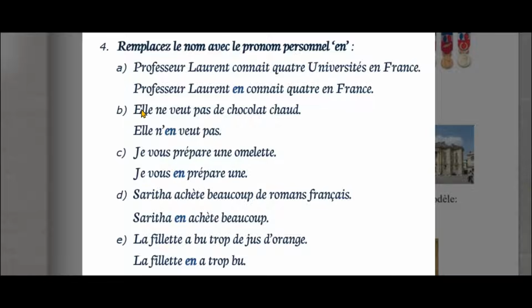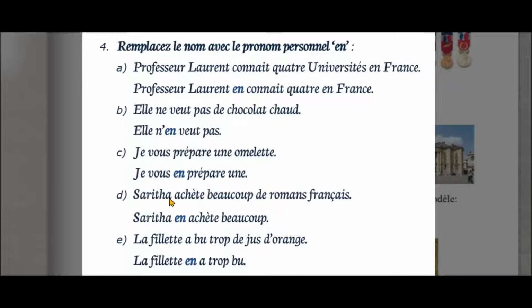The next one: she does not want any hot chocolate. So you're removing from de till the end, and before the verb, you're putting en. So remember that ne becomes an apostrophe here. Third one: I'm preparing one omelette for you. So you're putting en before the verb, and there is a number, so you retain the number. In this case, une, so just put une.